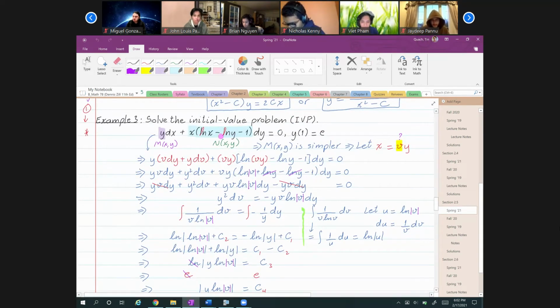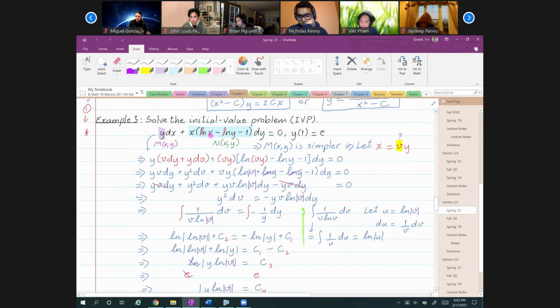Let's go down to here. You're supposed to use the absolute value around the v, because we don't know what v is. V could be negative. All right. Okay. For the x and the y, because that is the original problem.